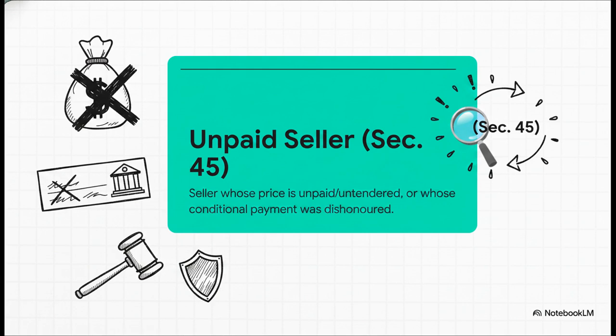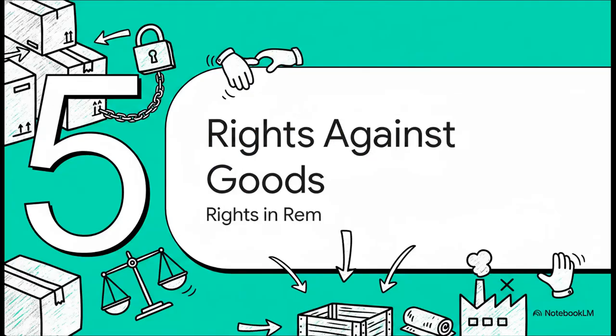But what does conditional payment dishonored actually mean in the real world? Well, it means the buyer gave the seller a negotiable instrument, like a check or a bill of exchange, and it bounced or was dishonored by the bank. The very second that check bounces, the seller instantly transforms into an unpaid seller, now fully clothed with special rights under the Act.